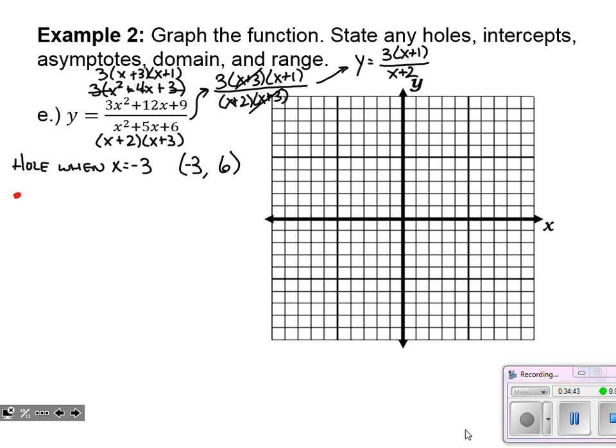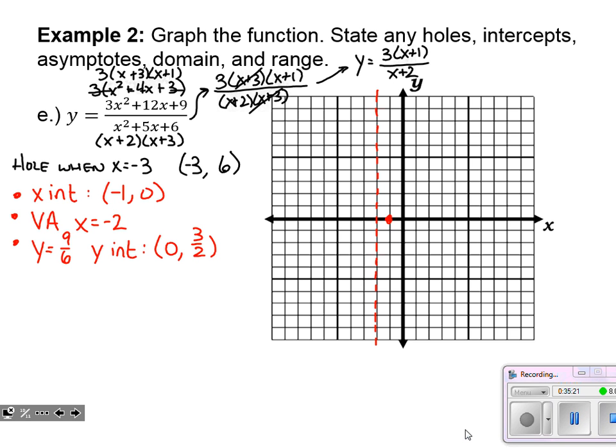Okay, let's move into our 3 zeros. If I set the numerator equal to 0, I will find an x-intercept when x equals -1. Okay, let's plot that point. If I set the denominator equal to 0, I will find a vertical asymptote when x equals -2. And we've seen a lot of -2 vertical asymptotes. And if I set x equal to 0, I find that y equals 9/6. So my y-intercept is the point 0, 3/2 when I simplify that fraction. So up here at 1.5.